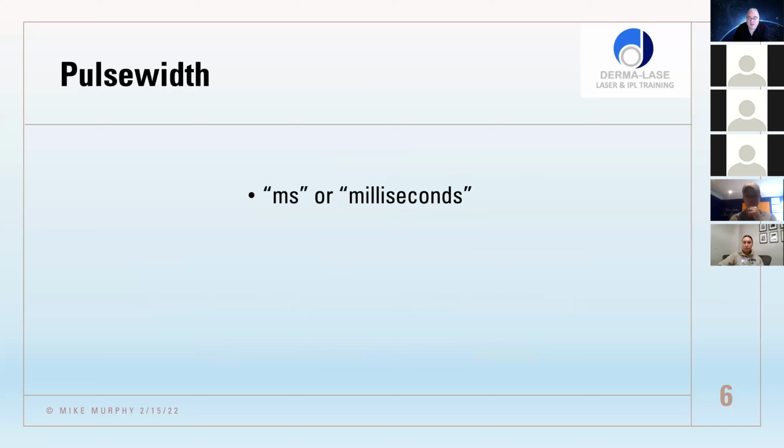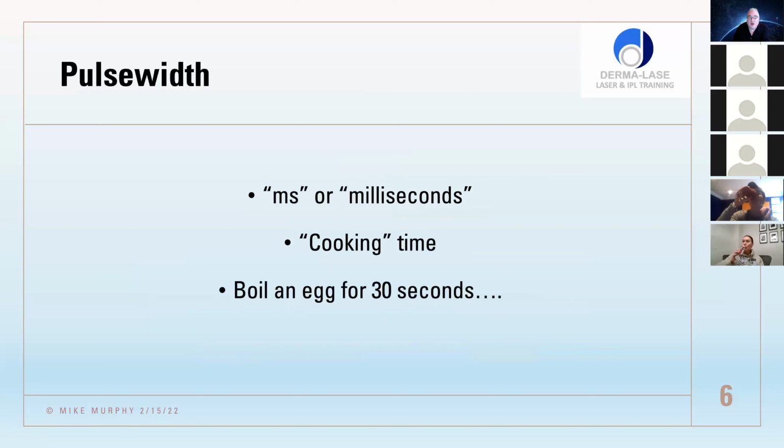Pulse width. This is the pulse length or the pulse duration, just how long the pulse is on for, often quoted as ms or milliseconds. This is the cooking time, all right? If you say you're going to boil an egg, you stick a pan of water onto your cooker, and the water's bubbling away quite happily, and you put the egg in for 30 seconds and then take it out, it's not going to be cooked because the pulse is too short. The pulse width for an egg is about 3.5 minutes or 4 minutes or whatever.